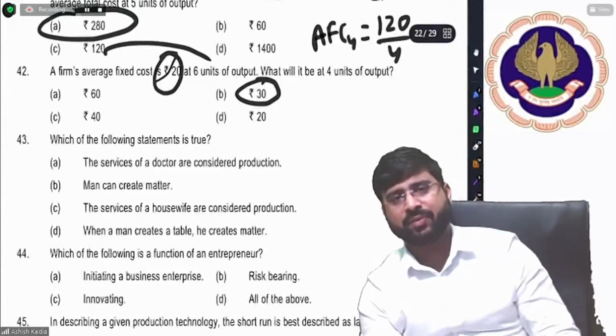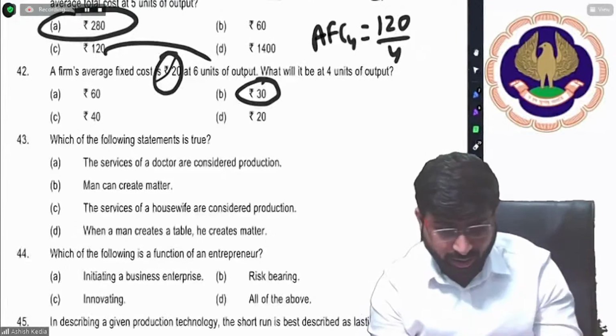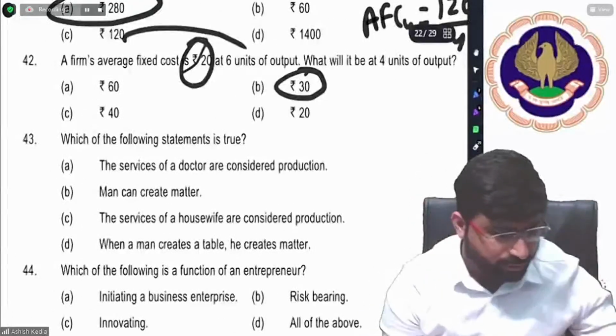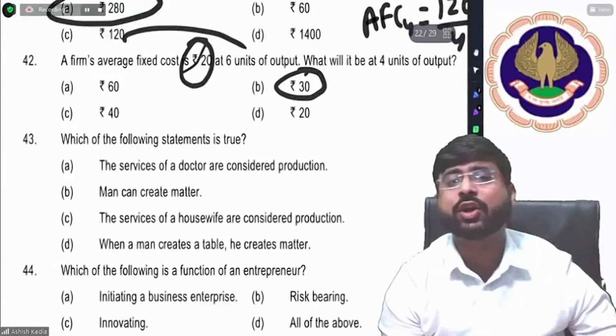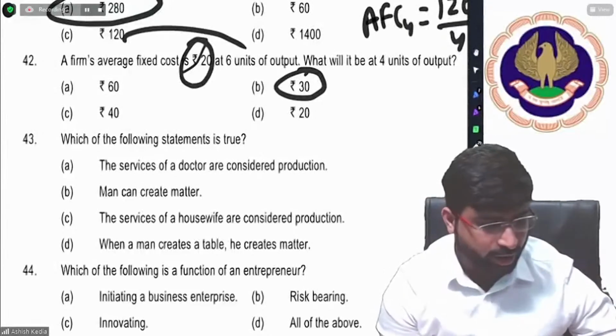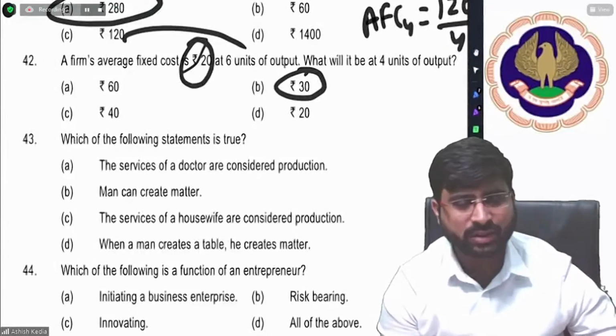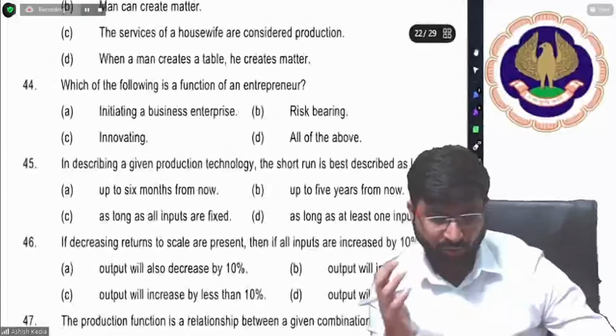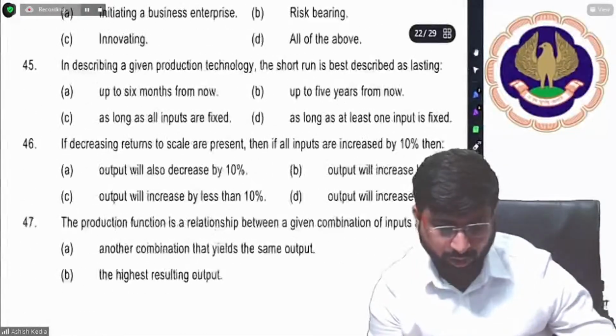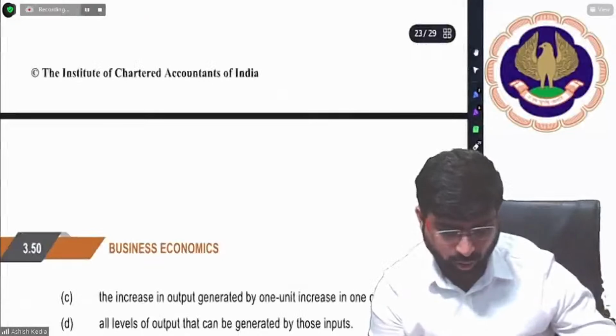Now moving on. Which of the following statements is true? Question 43, as we have it. Okay, no, this is from production, so let's skip it, because we have done that. My focus now is to do more sums on cost.